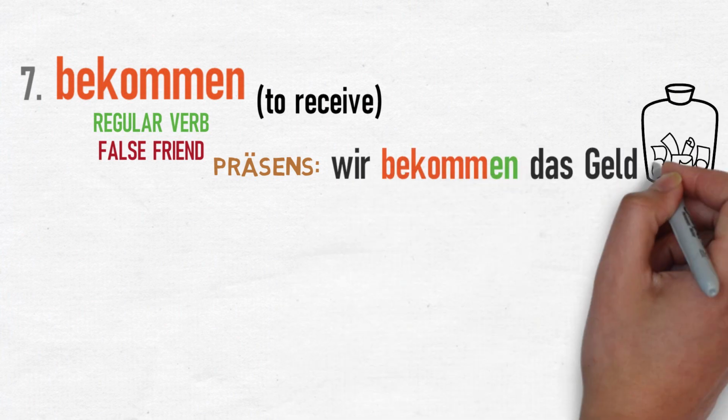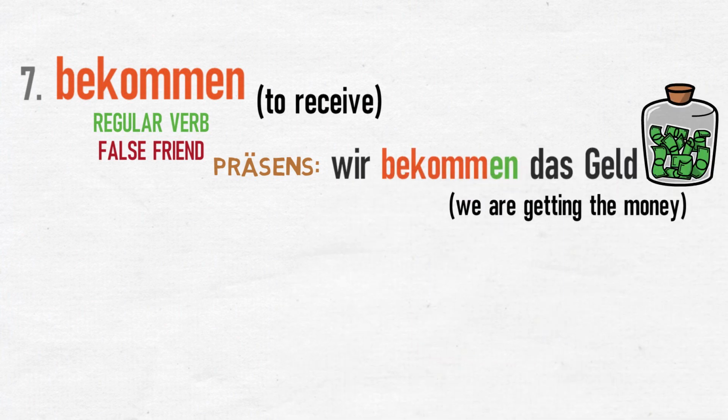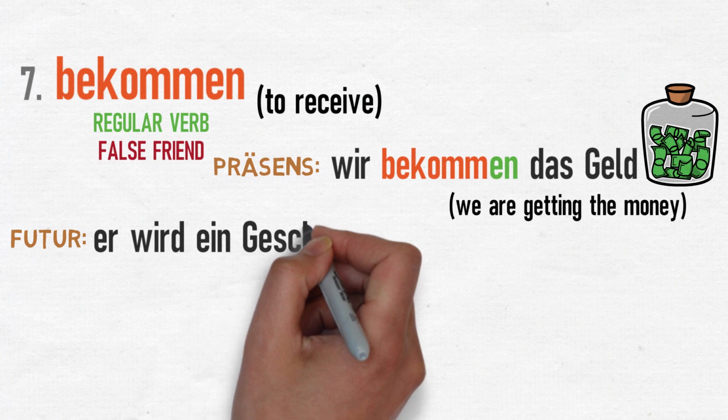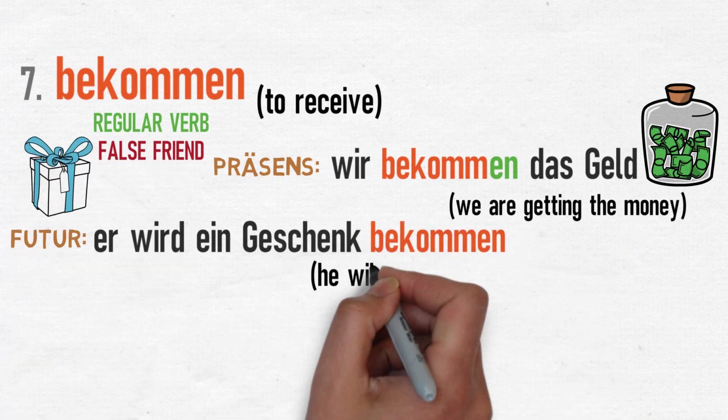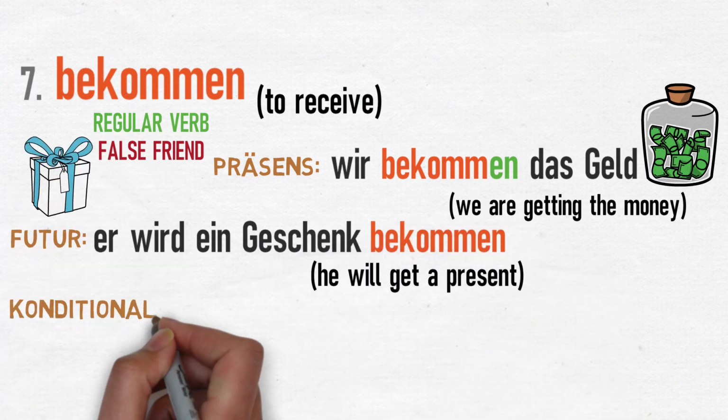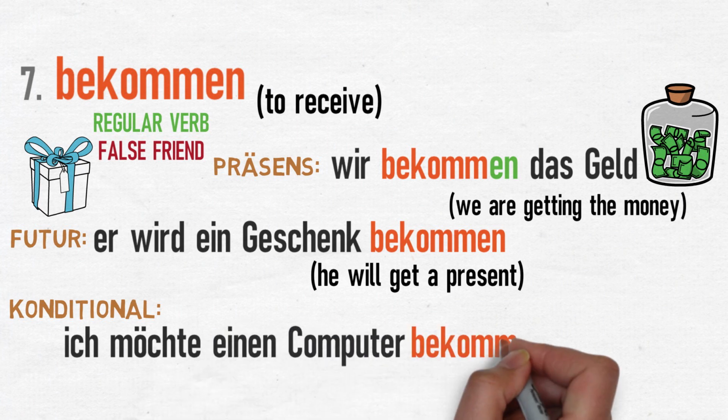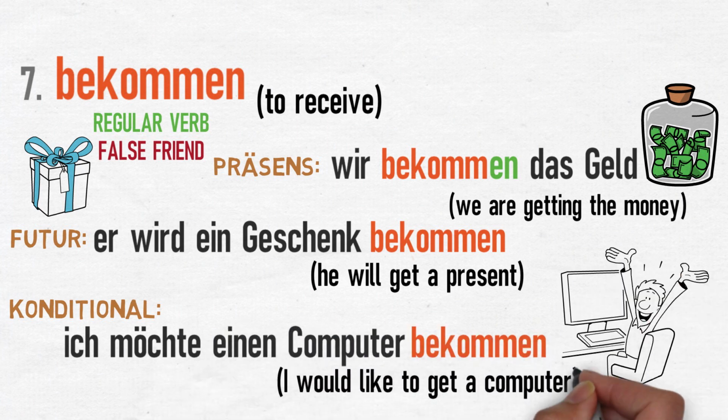Wir bekommen das Geld. We are getting the money. Wird ein Geschenk bekommen. He will get a present. Ich möchte einen Computer bekommen. I would like to get a computer.